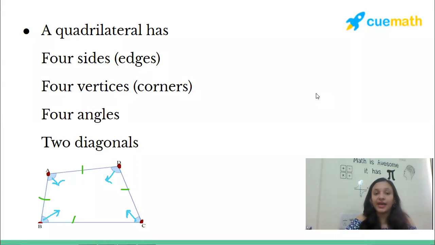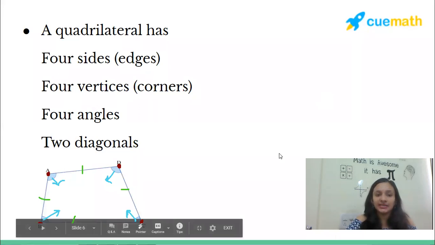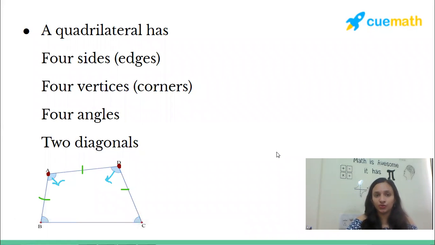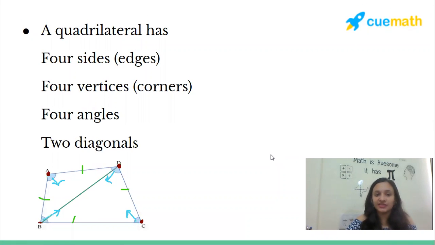And then what we have is two diagonals. Now how do we get diagonals? You always join the opposite corners or the opposite vertices. For the vertex A, the opposite vertex is C. So you would join those two to get one diagonal, and then likewise the other way. So here comes the first diagonal, where we're joining the opposite vertices D and B. And the second diagonal we got by joining the vertices A and C.